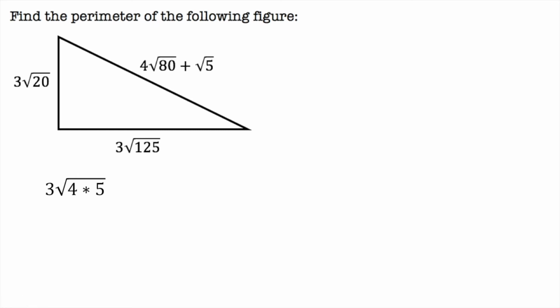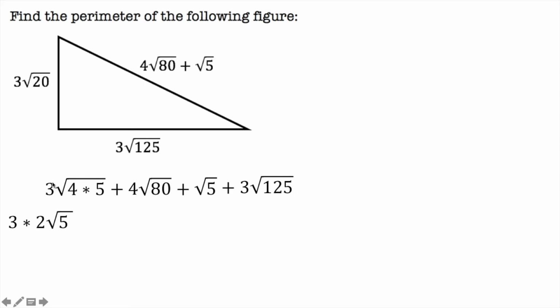So if we write that down, you can break the square root of 20 into 4 times 5. Then we have the 4 square root of 80 plus square root of 5 plus our 3 square root of 125. So this is right here, and this one's over here. And then we just started breaking this one apart. So we can take the square root of 4, which is 2, and we're going to multiply it with the 3 that's out front. And then you're going to take this and break apart 80. So 4 times 5 is 20, times 4 is your 80. I wanted to use 4s because 4s are perfect squares.